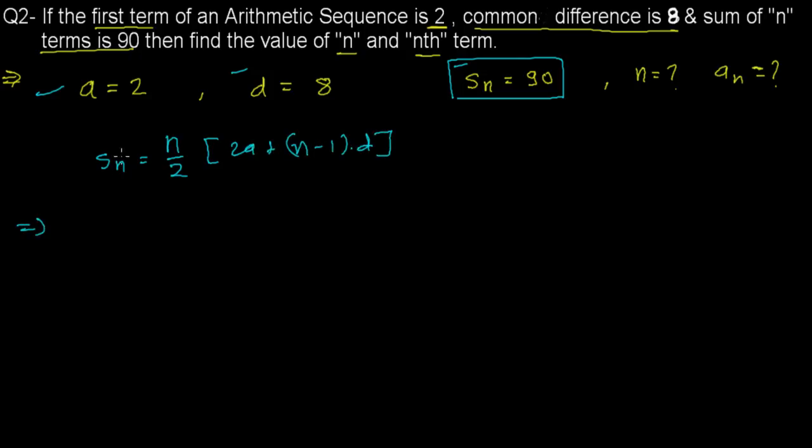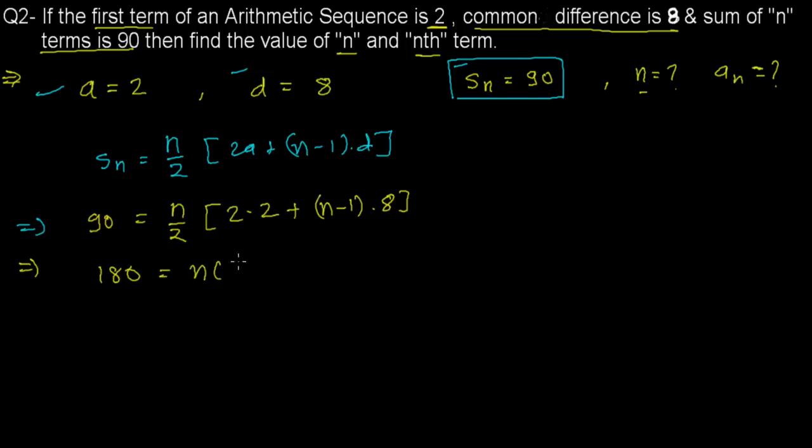Here we are given that the sum of n terms is 90, so I'm going to plug in the value 90. We need to find n, we don't know its value, so I'm putting n by 2. And here 2A, twice the first term, that is 2 times 2. Again n we don't know, so let me put n minus 1, and the common difference I know, that's 8. Further I'm going to do 9 times 2, that's 18, so it's going to be 180 equals n times, now 2 times 2 is 4, plus n minus 1 times 8, which is 8n minus 8.